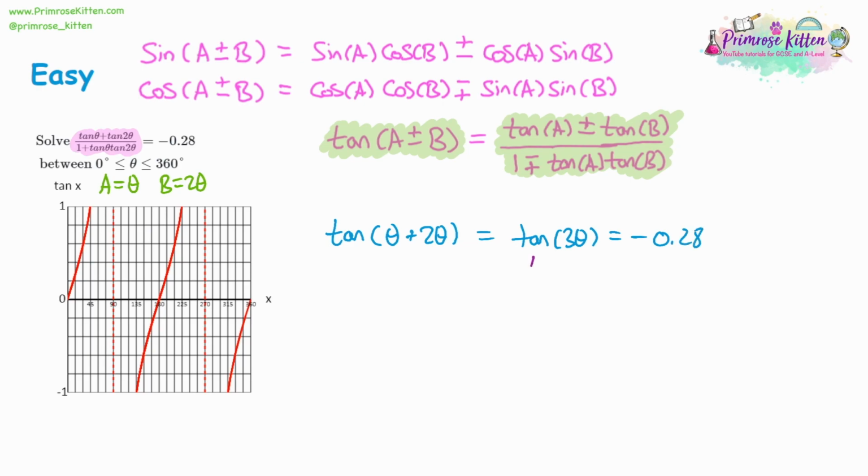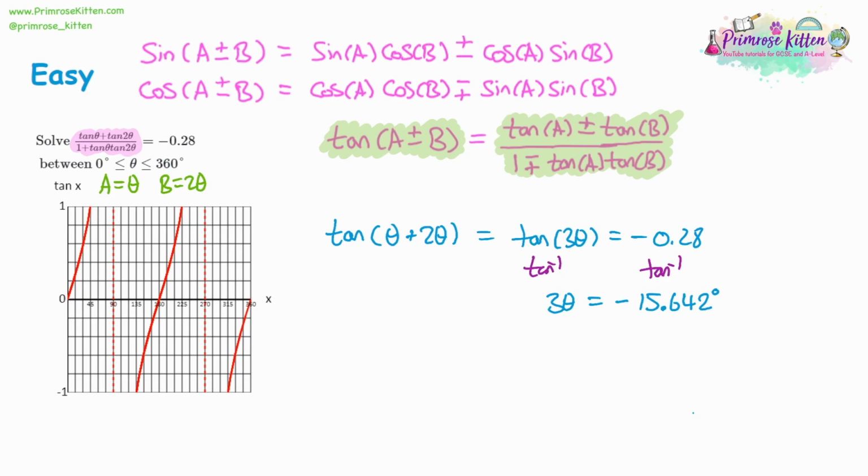So now just solve the equation, do the inverse tan to both sides, and that will give us that 3 theta is equal to the inverse tan of negative 0.28. That's going to give us negative 15.642 to 3 decimal places. Because you can see we're at 3 theta here. We've got some more maths to do, so we don't want to lose any accuracy by rounding too much at this point.